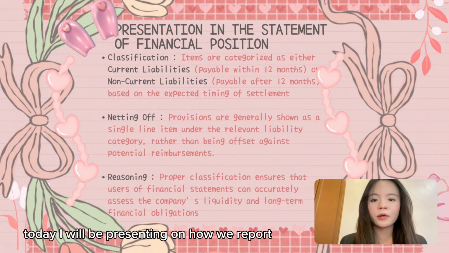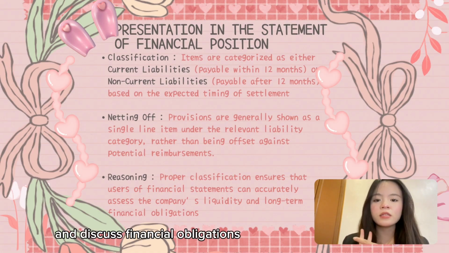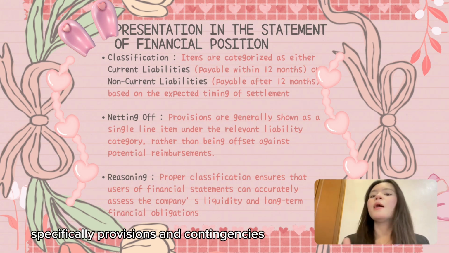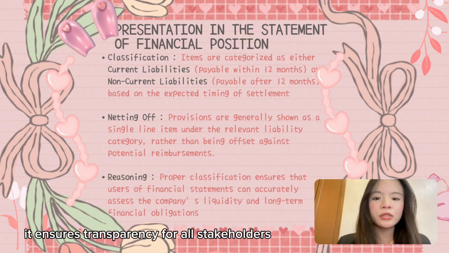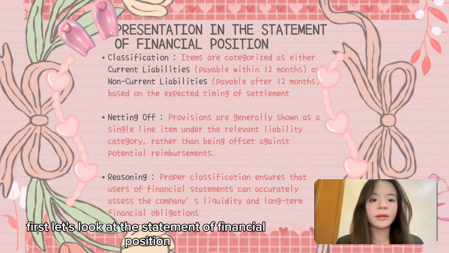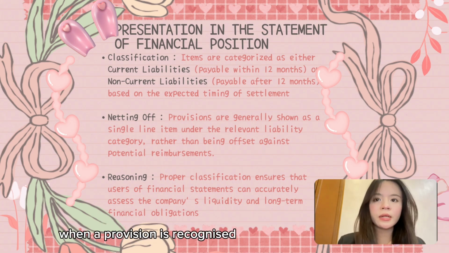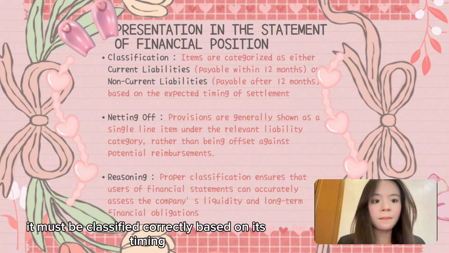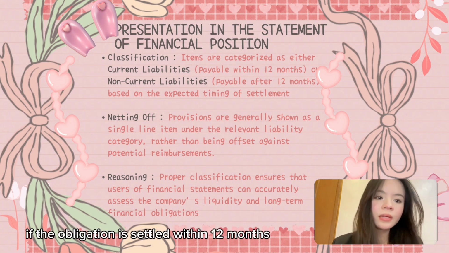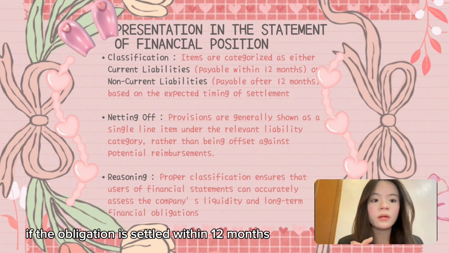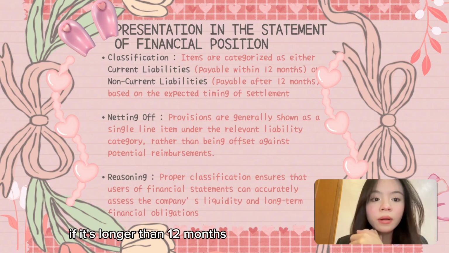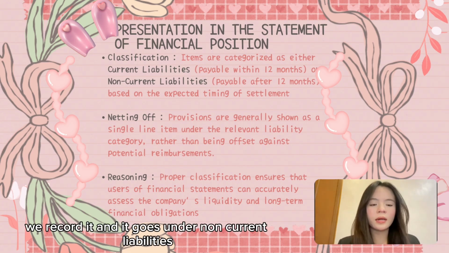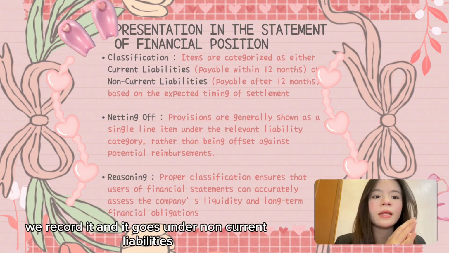Today, I will be presenting on how we report and disclose financial obligations, specifically provisions and contingencies within the financial statement. It ensures transparency for all stakeholders. For instance, look at the statement of financial position. When a provision is recognized, it must be classified correctly based on its timing. If the obligation is settled within 12 months, we report it under current liabilities. If it's longer than 12 months, it goes under non-current liabilities.